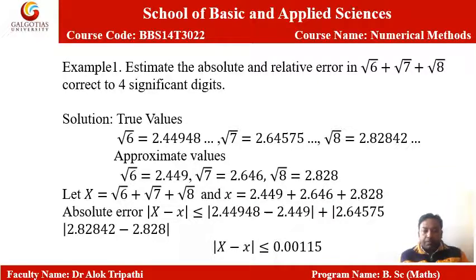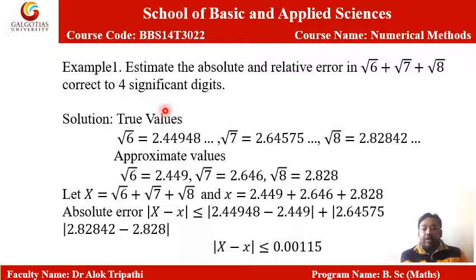Now see one example. Estimate the absolute and relative error when we add root 6, root 7 and root 8 correct to 4 significant digits. First of all, we shall find the true values of root 6, root 7 and root 8. The true value of root 6 is 2.44948 and so on. It is non-terminating. Root 7 we shall get 2.64575. Root 8 is equal to 2.82842. Again it is non-terminating. Now we shall round off these numbers to 4 significant digits.